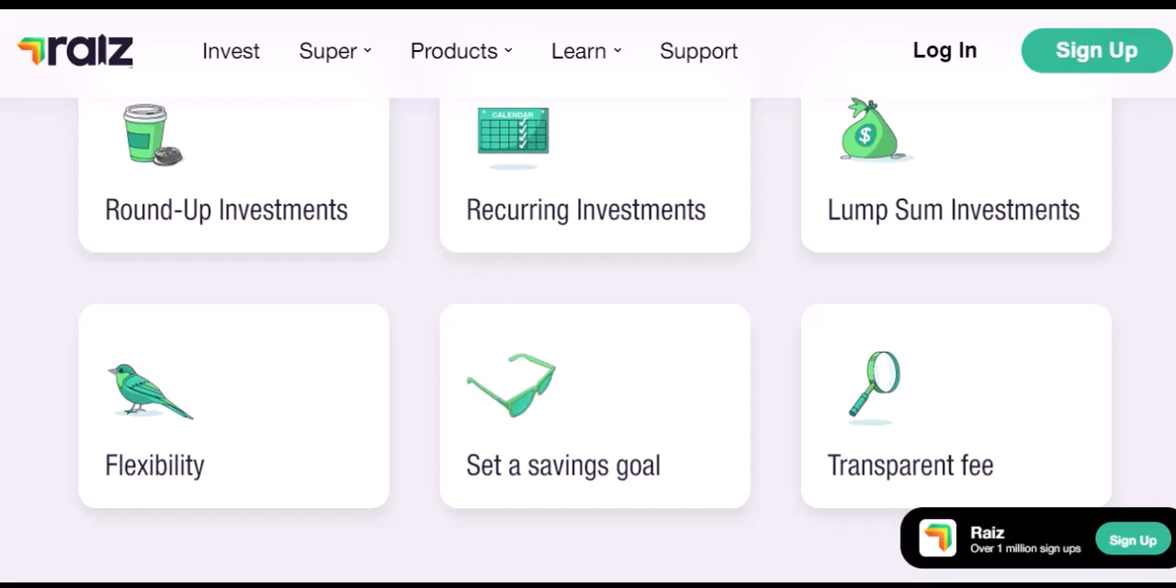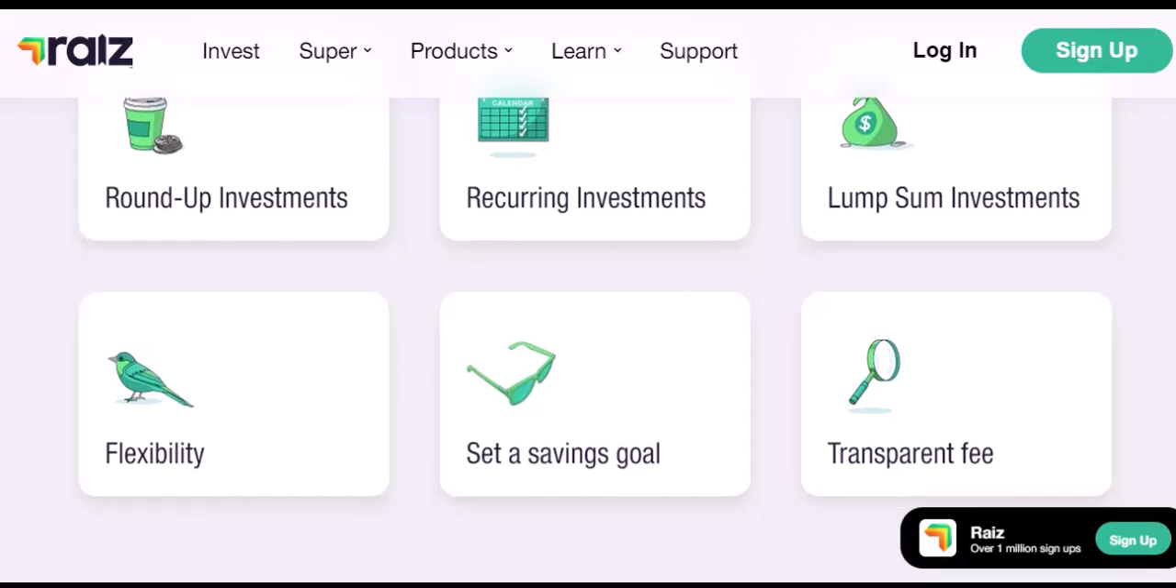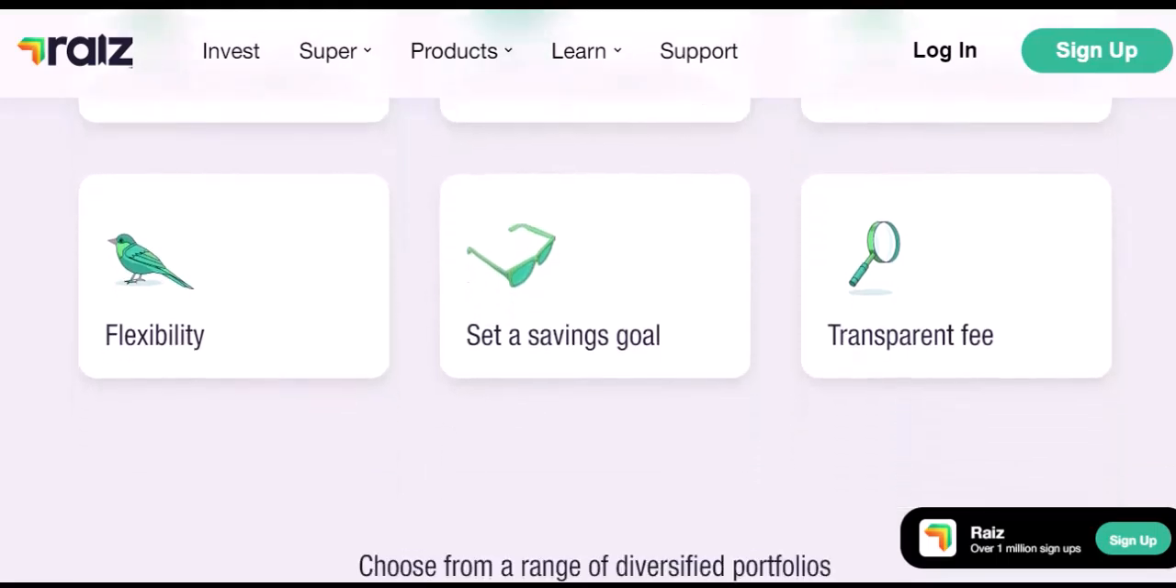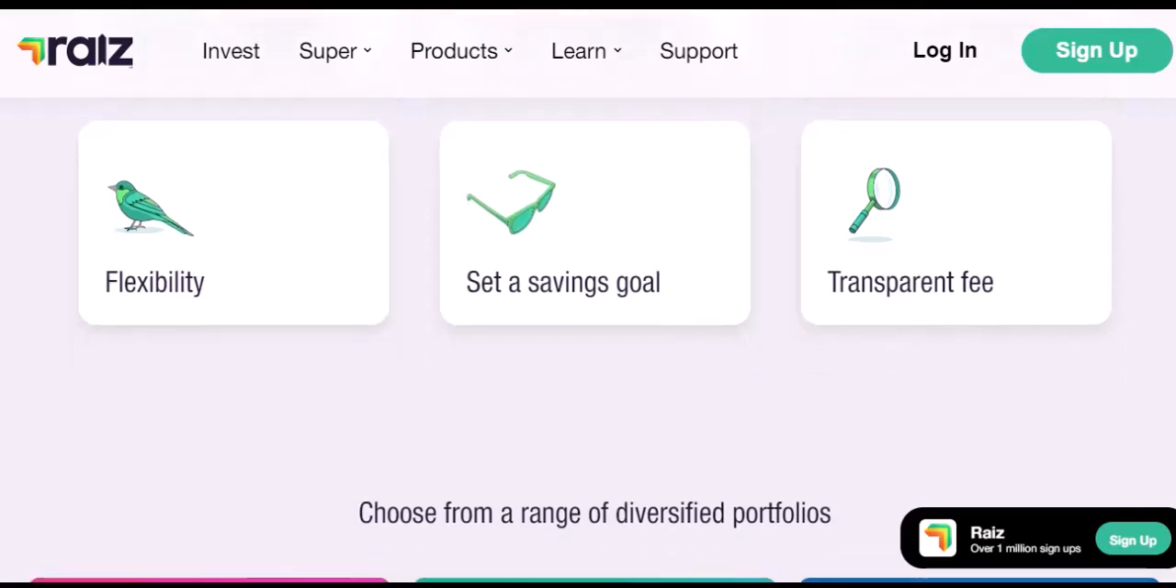The line itself is the key element. It connects the data points, showing the progression of your portfolio's value over time. A rising line indicates that your investments are generally increasing in value, while a falling line suggests a decline. But it's not just about the direction of the line.